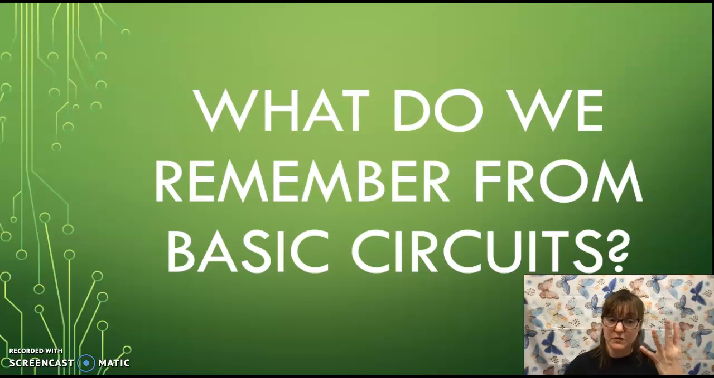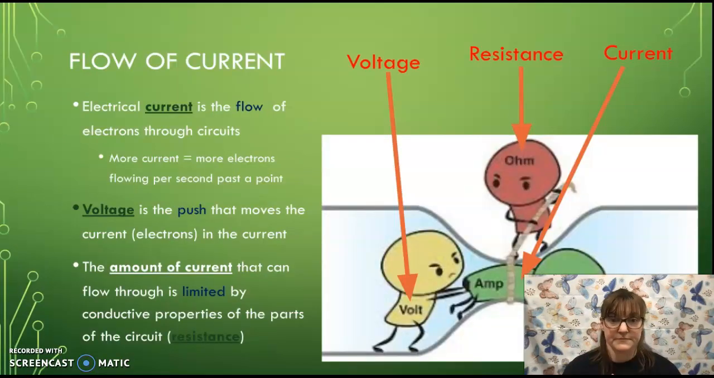Hopefully you remember that there's four major parts. You have your wire or your conductor that allows the electricity to flow through it. You have to have a power source like a battery or a plug-in to a wall. You need to have a load, so that's somewhere where you convert energy from one type to another. And then you need to have your switch, which turns it on and turns it off.